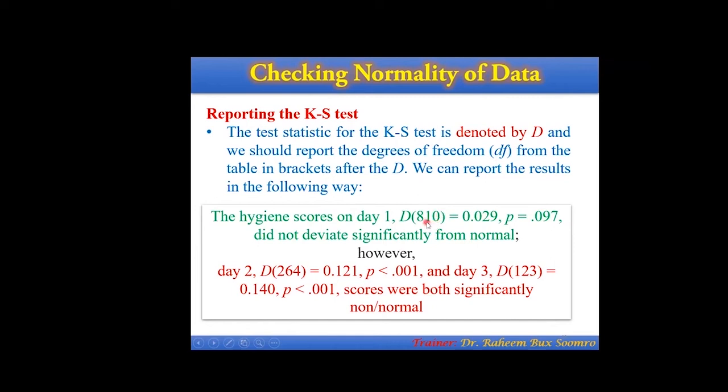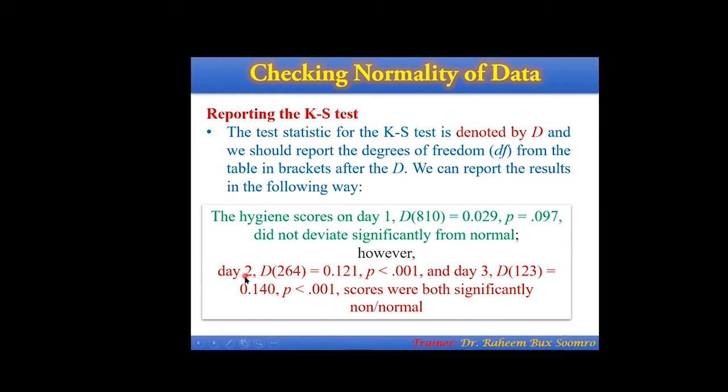These are the 810, your sample size, and then we are more interested in this one. If now the p-value is 0.097, now 0.097 is higher than 0.05. It means our test is non-significant. When our test is non-significant, it means the data are normal.